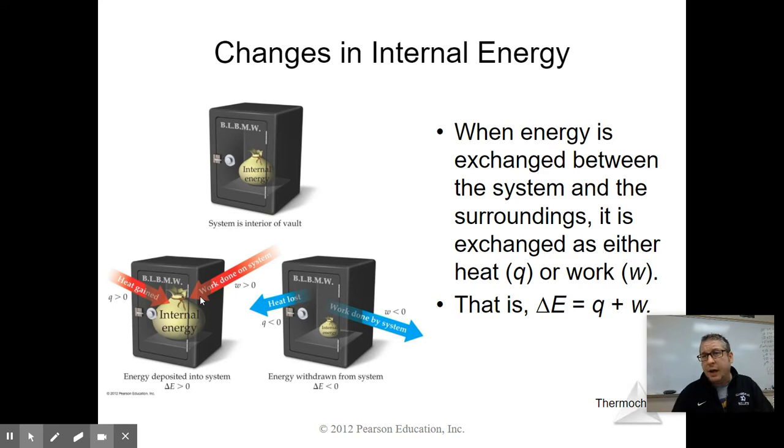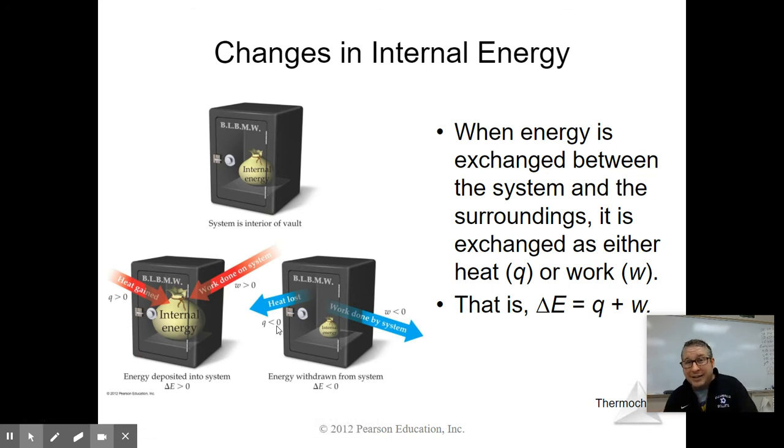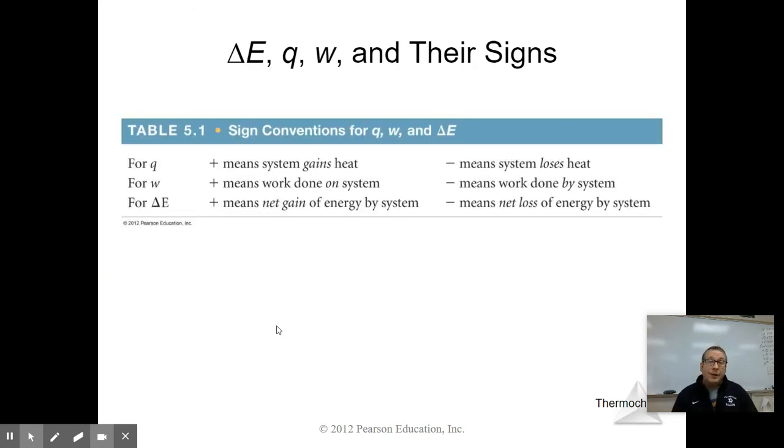We see an opposite situation occur. We see our bank account start to shrink. So we see our internal energy shrink when heat is lost by the system to the surroundings and the system does work on the surroundings, okay? So if heat is lost and work is done by the system onto the surroundings, both of those values are going to be negative.